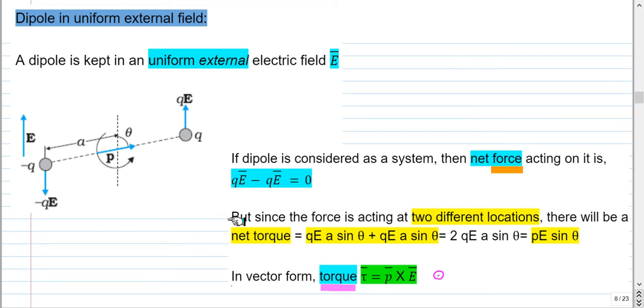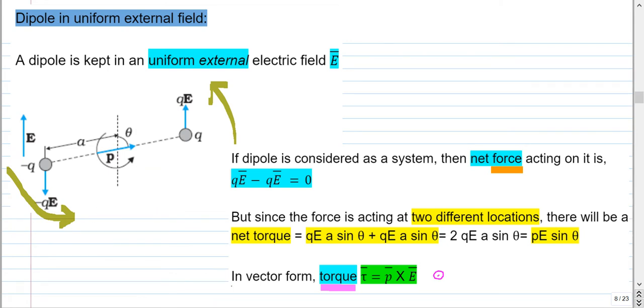But this force is acting at two different points. So there could be a torque. Because of this force acting on plus q, there will be a torque in the anti-clockwise direction. The dipole will rotate about the center point. The masses of both plus q and minus q are the same, so it will rotate about the symmetry point, which is the midpoint. And this force on minus q will also produce a torque in the anti-clockwise direction. So the torques on both plus q and minus q are in the same direction, so they will add to give a net torque.